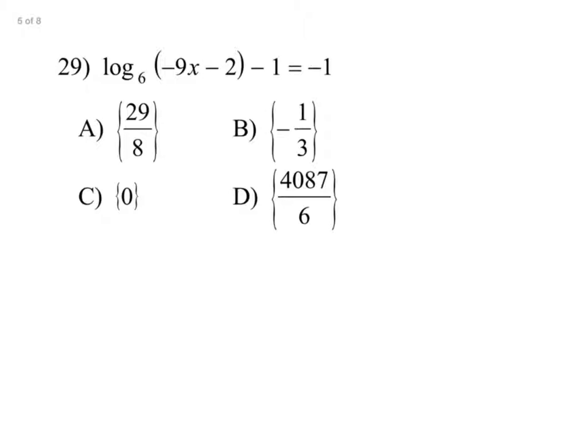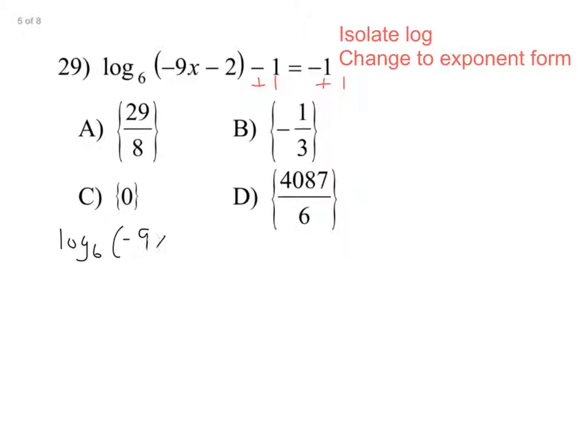Looking at some a little bit harder log equations to solve, we need to isolate the log before we can change forms over. So before I switch to exponential form, I need to isolate that log. So I'm going to add 1 to both sides. That minus 1 is not included in the log, or else there would be parentheses around it. So rewriting, I get log base 6 on negative 9x minus 2 equals 0.